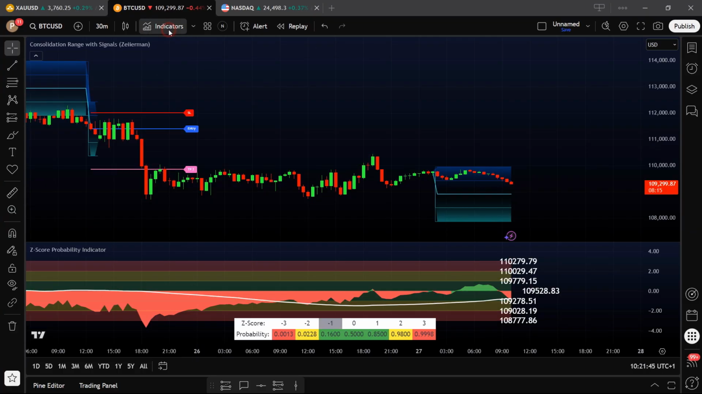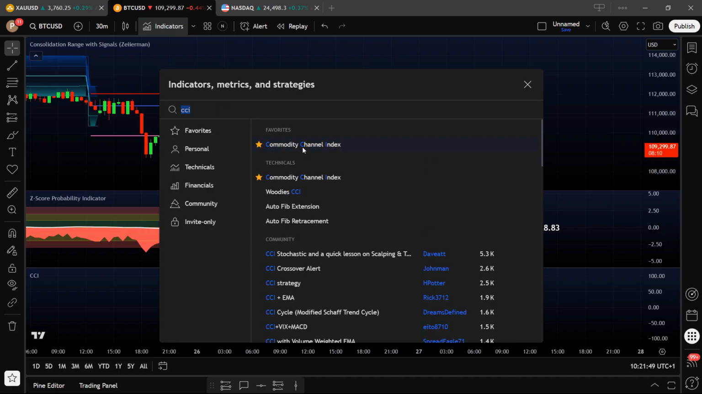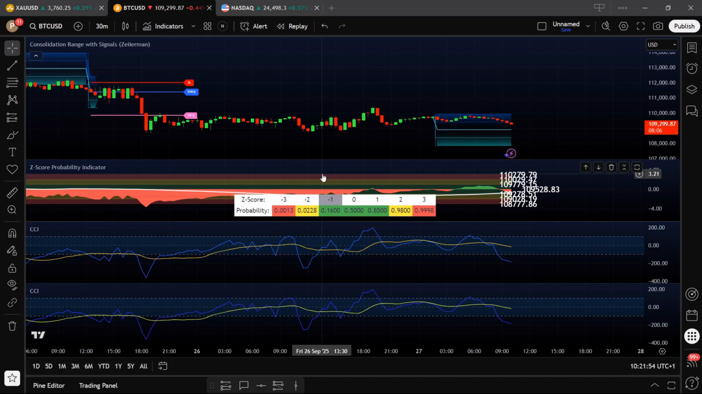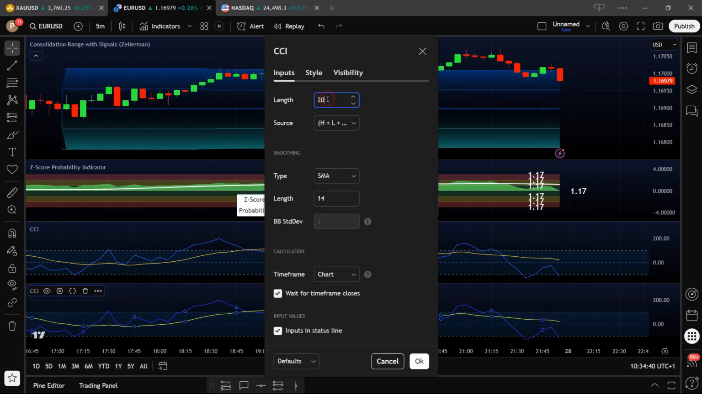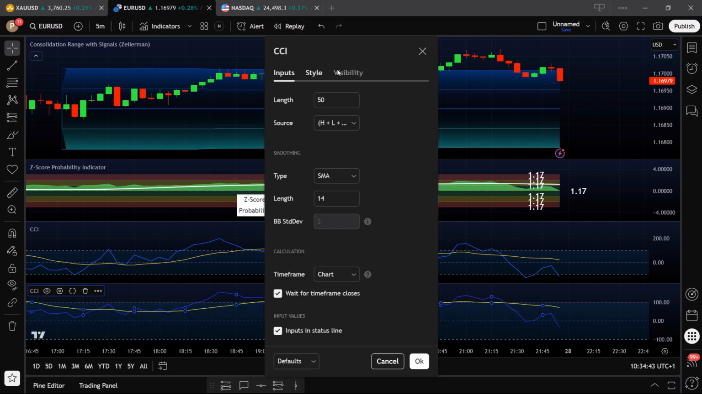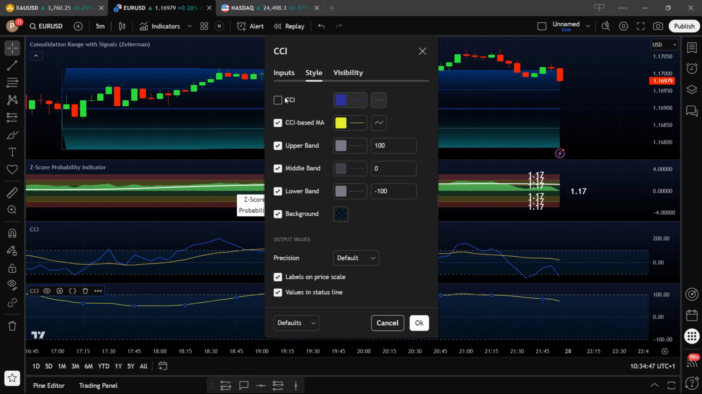Step 3, the momentum engine. Search for the Commodity Channel Index or CCI. Add this indicator to your chart 2 times. For the first CCI, open the settings. Set the length to 50. Make the line yellow and thick.